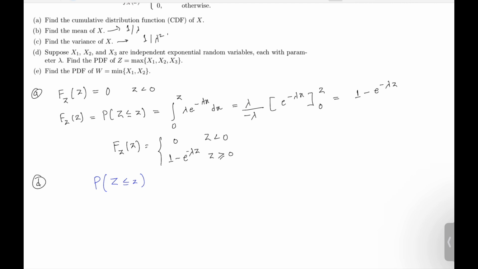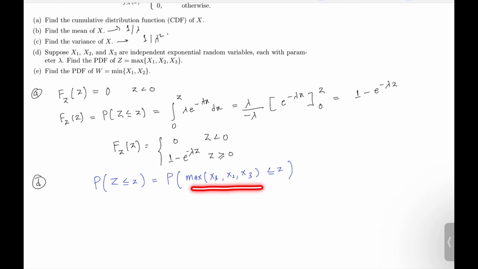And how can we find this probability? So Z is nothing but the max of these. So we can write in place of Z the max of random variables X1, X2 and X3, and it is less than or equal to little z, right? We are going to make use of the fact that these random variables are independent.